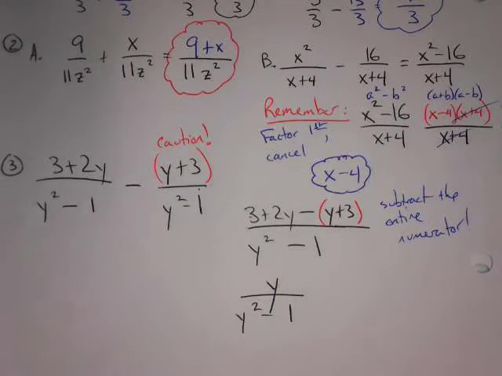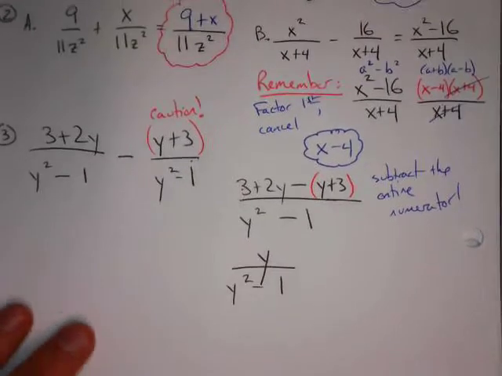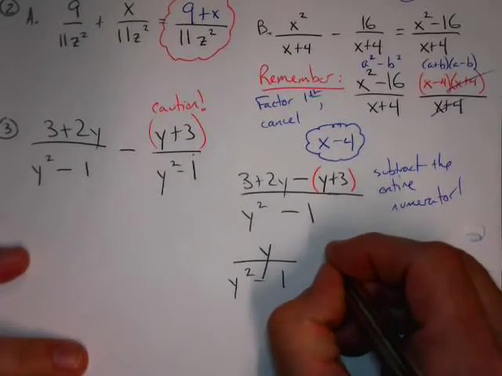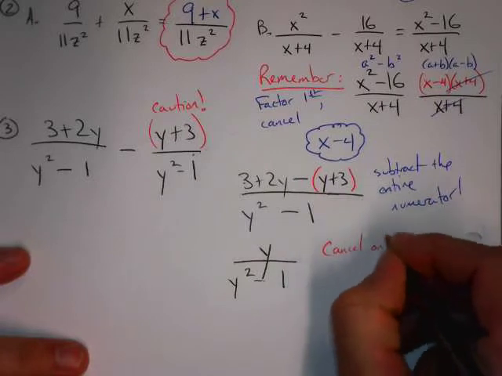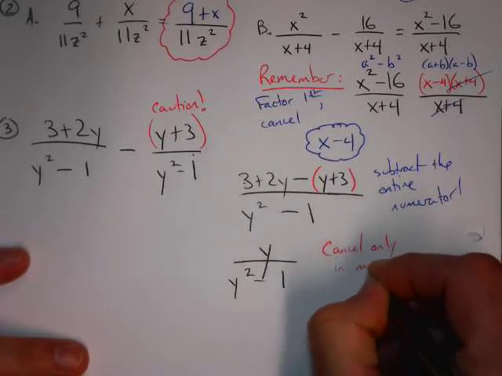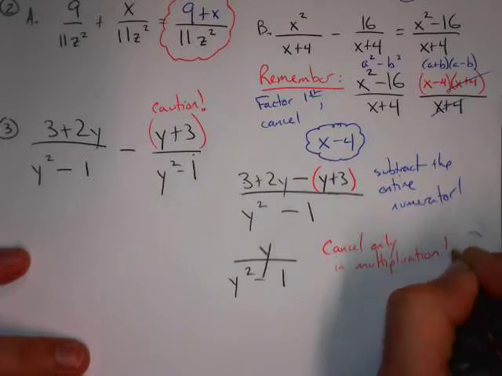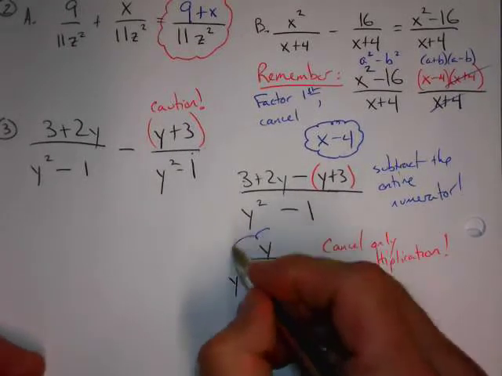So can we factor the denominator? Yes, we can, but there's no need to in this example, and you'll see why later. But I want to caution you here. Again, another note: canceling only works in multiplication. So cancel only in multiplication. We cannot cancel these two y's. Can't be done. So this is as done as we can make it.